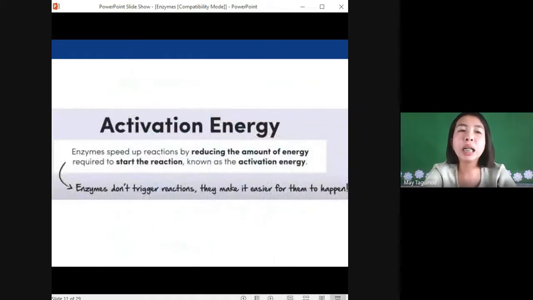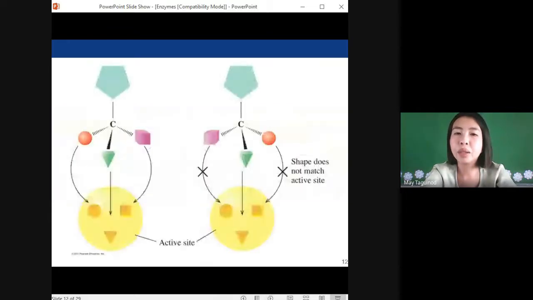Okay. So enzymes don't trigger reactions. They make it easier for them to happen by lowering the activation energy. So how do the active site and substrate come together to lower the activation energy? Scientists have two theories: the lock and key model and the induced fit model.